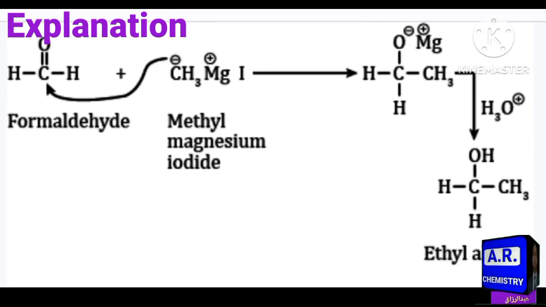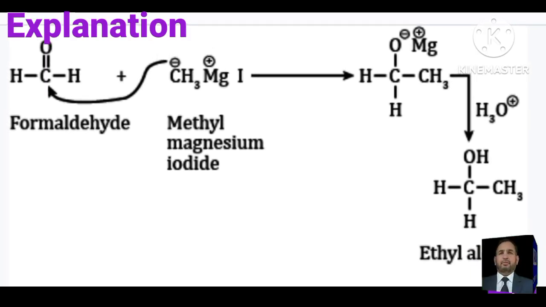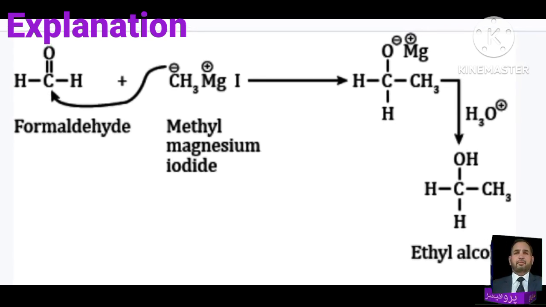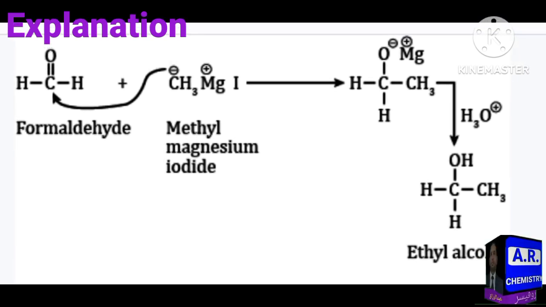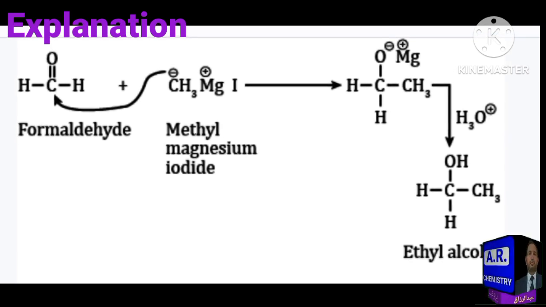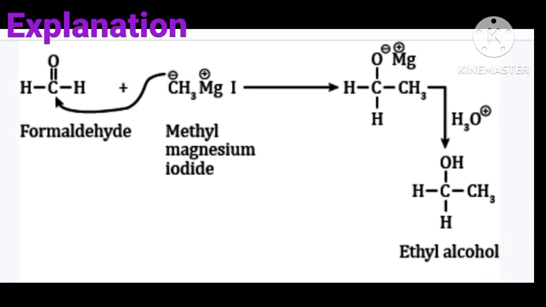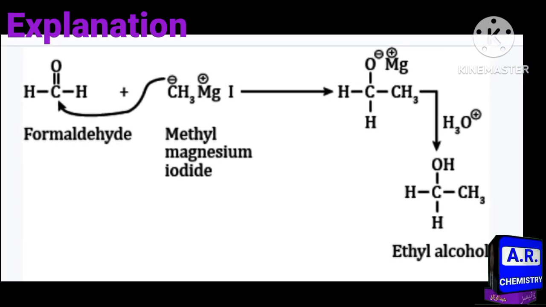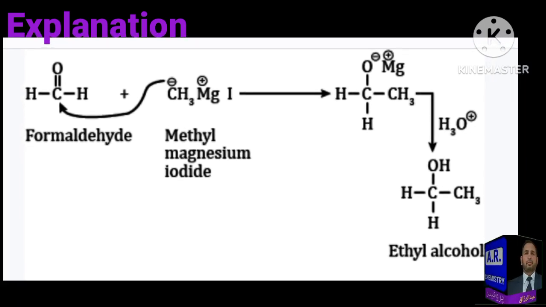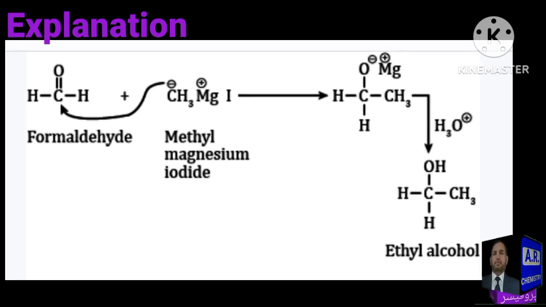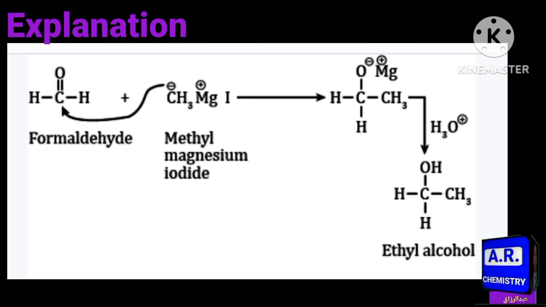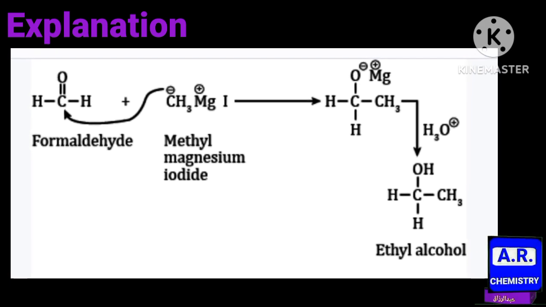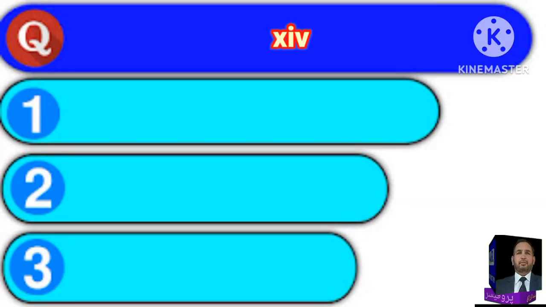Here the mechanism has been given. Grignard reagent adds across the carbonyl group, the methyl portion with the electrophilic carbonyl carbon, and the MgI portion with oxygen. After that, hydrolysis takes place and the MgI portion is replaced by H positive, and as a result we get ethyl alcohol.